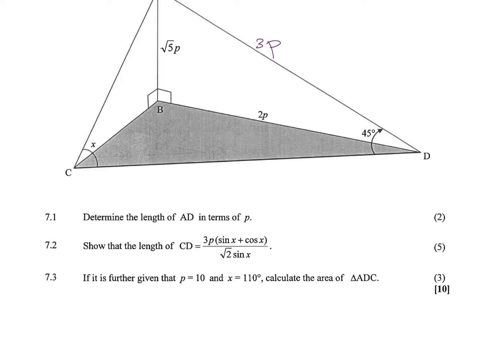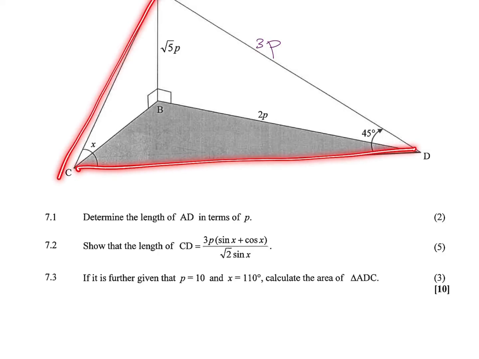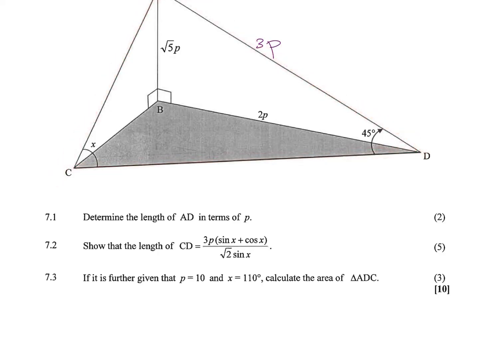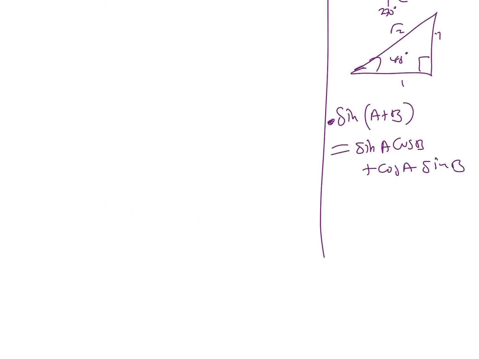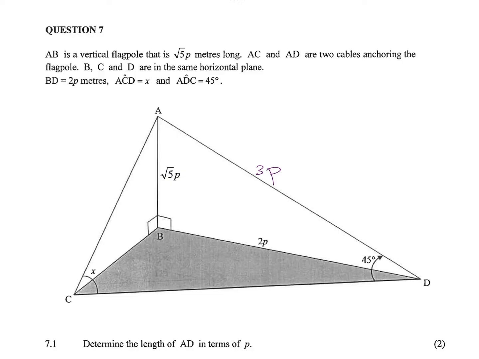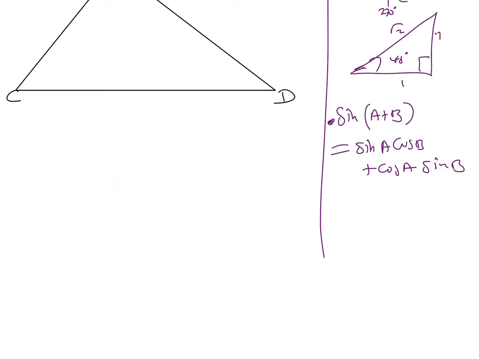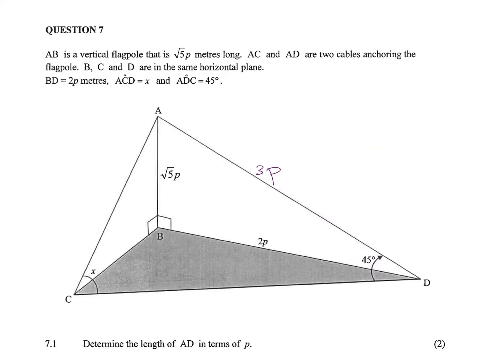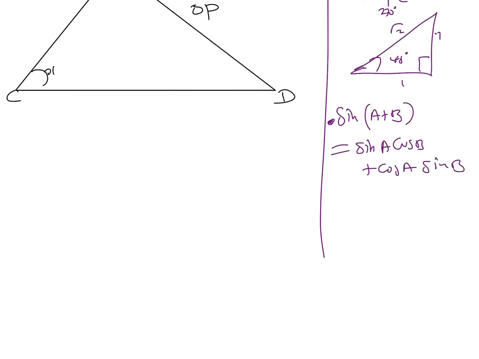So let's go into it. Show that the length CD is equal to that. If you look at CD, this is CD, and essentially they are looking at that triangle. So if you zoom into that triangle, this is A, this is C, this is D. You've got 3p there, that's what you got in the first question. And you've got an x that's given, and 45 that's given, right?